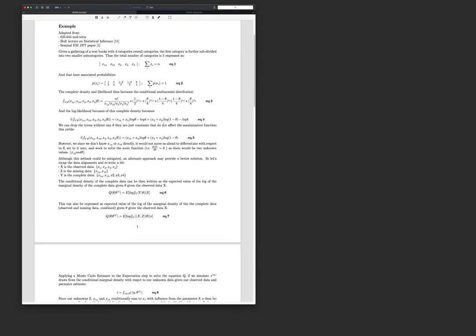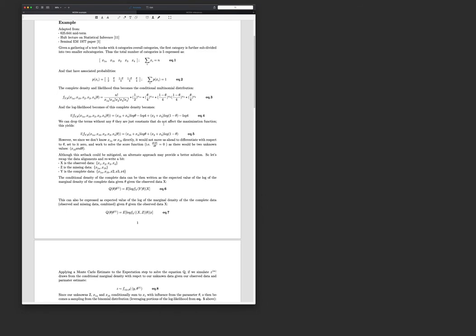Then we're saying they have the associated probabilities of being in each category as expressed here, notionally. So if it's in X1A, it's a half. If it's in X1B, it's a known parameter theta over 4, etc. And note that this is a valid probability. It does sum up to 1.